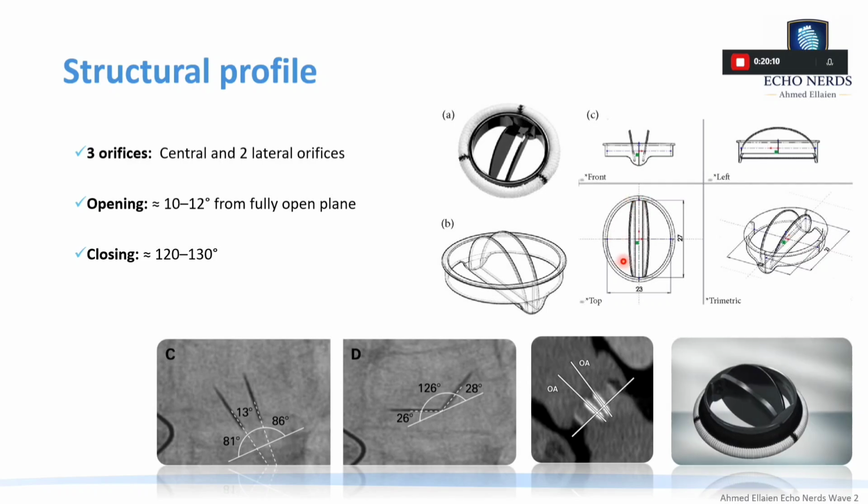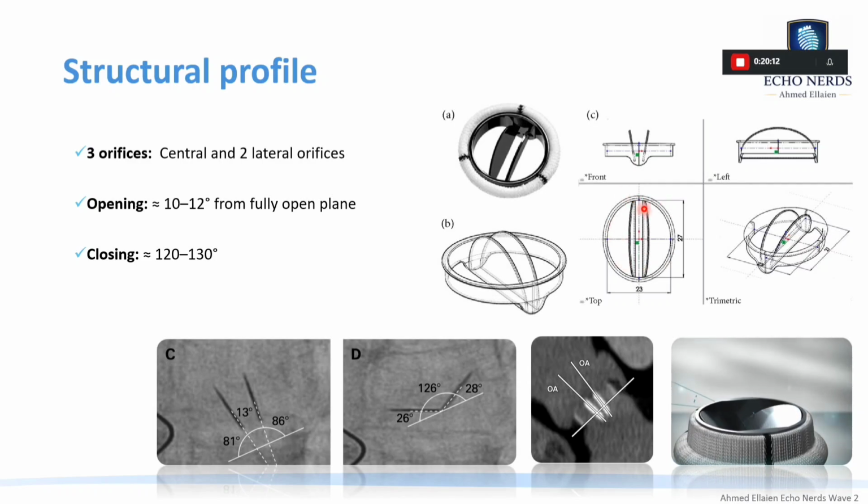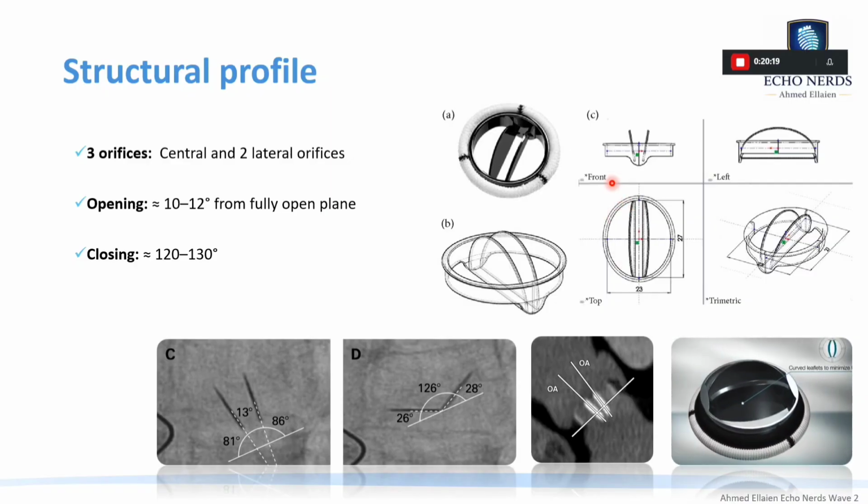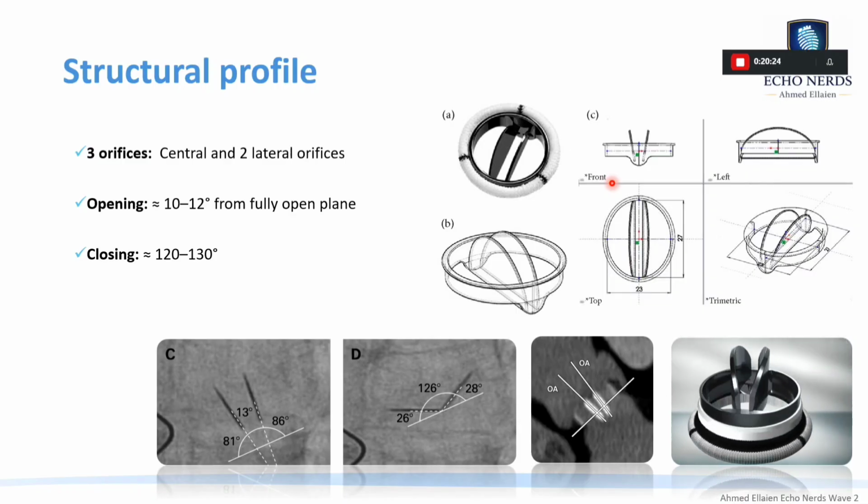The blood passes across the valve through three orifices: one central making a rectangular shape here, and two lateral openings making a semicircular shape here. So we have three orifices. The blood can flow across them during opening of the valve.